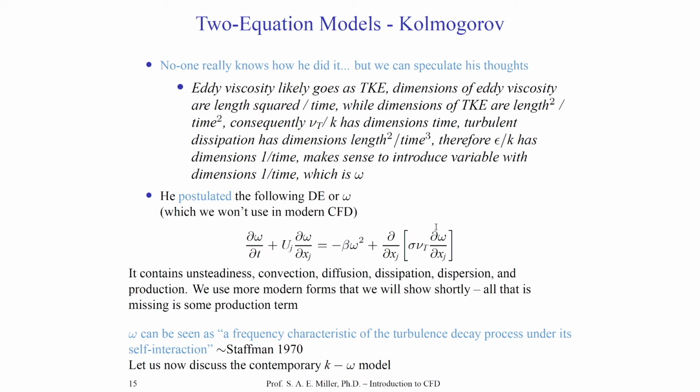This is a very simple and elegant differential equation compared, of course, to the previous ones we've looked at. There are only two terms on the right-hand side. You'll see that this equation in one set contains everything we need. It contains the unsteadiness, the convection, the diffusion, and the dissipation and dispersion. We can use more modern forms of this equation, which we will show shortly, and talk about their development and use. But you'll see that all that's missing in this equation is the so-called production term. And that can, of course, be added.